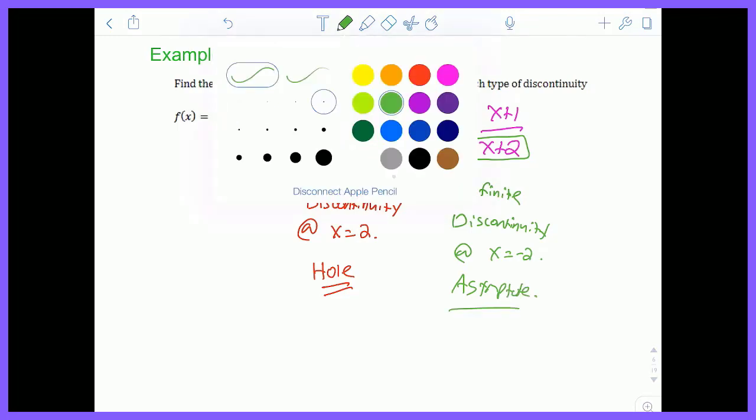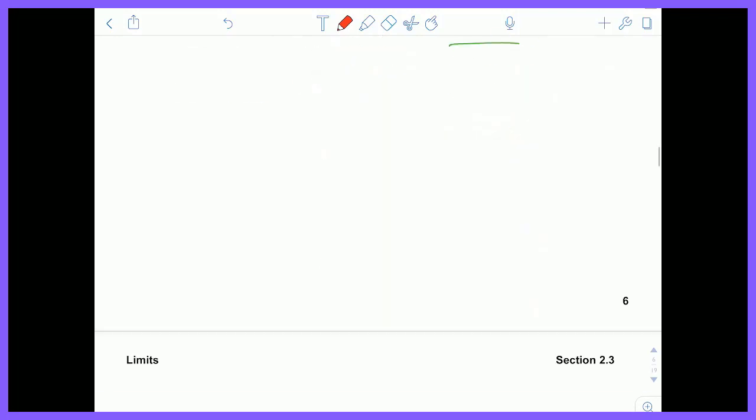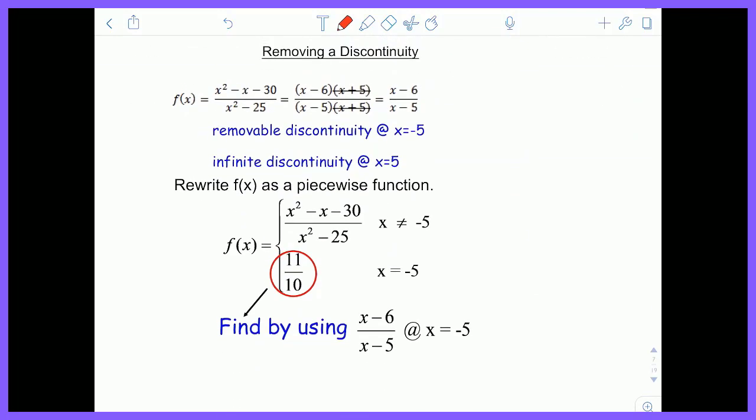And just for future reference as well, after you simplify a function and remove a discontinuity, the result has a special name in mathematics. This is called an extended function. An extended function is basically when you remove some type of discontinuity and the resulting function that exists is known as your extended function. All right? Let's look at an example of how to remove a discontinuity.